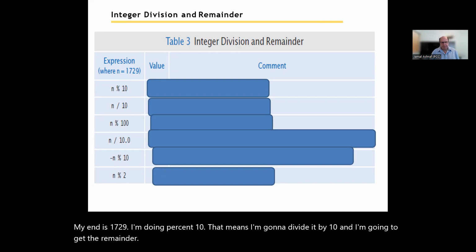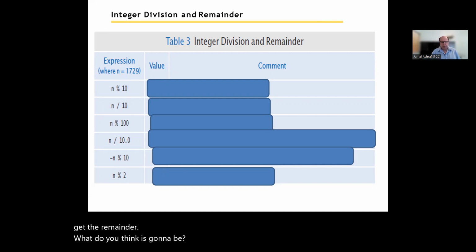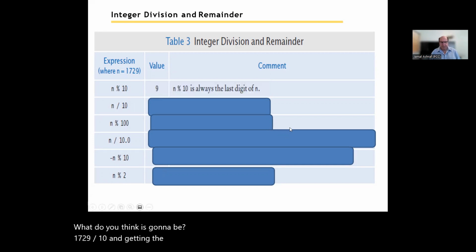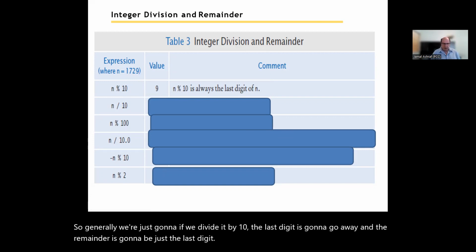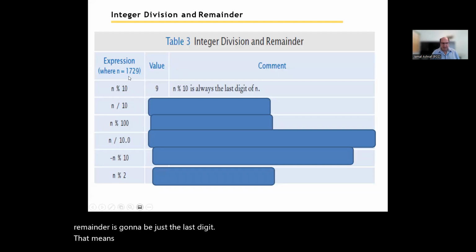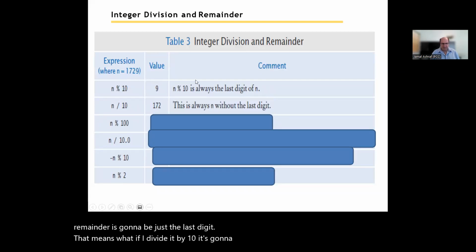What do you think is going to be? 1729 divided by 10 and getting the remainder. Generally, if we divide it by 10, the last digit is going to go away and the remainder is going to be just the last digit. That means if I divide it by 10, it's going to be 172.